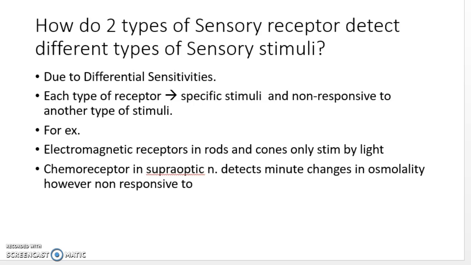Now the next thing is going to be chemoreceptors. Chemoreceptors are those that are responsive to chemical changes. Chemoreceptors in the supraoptic nucleus detect minute changes in osmolarity. However, they are non-responsive to sound. So let me repeat that: chemoreceptors are responsive to osmolarity, but they are not responsive to sound.